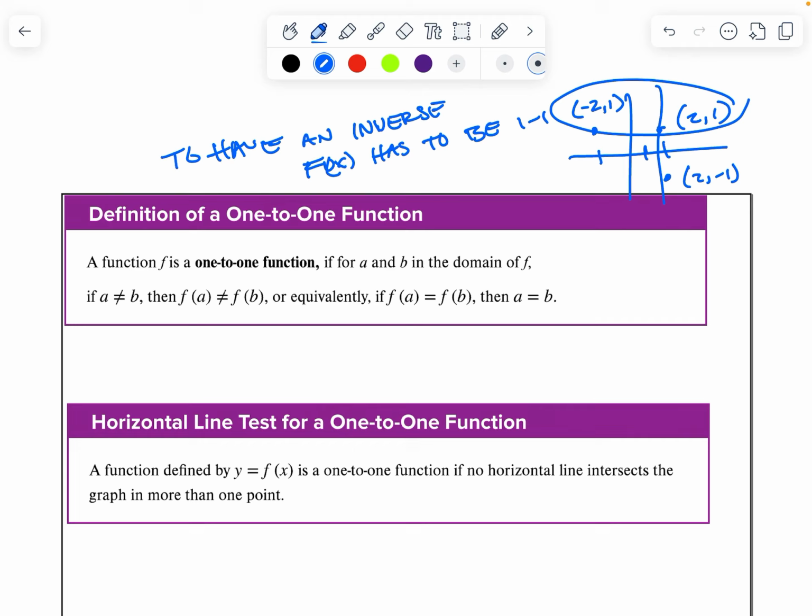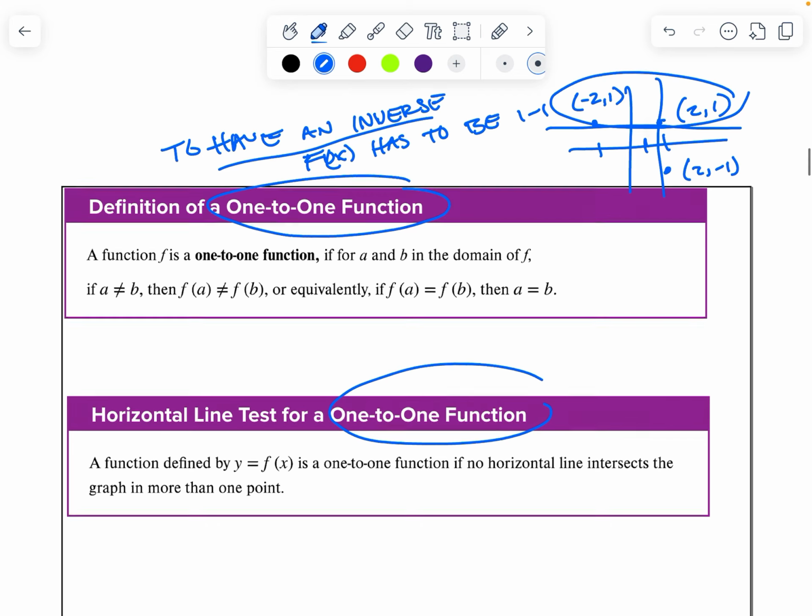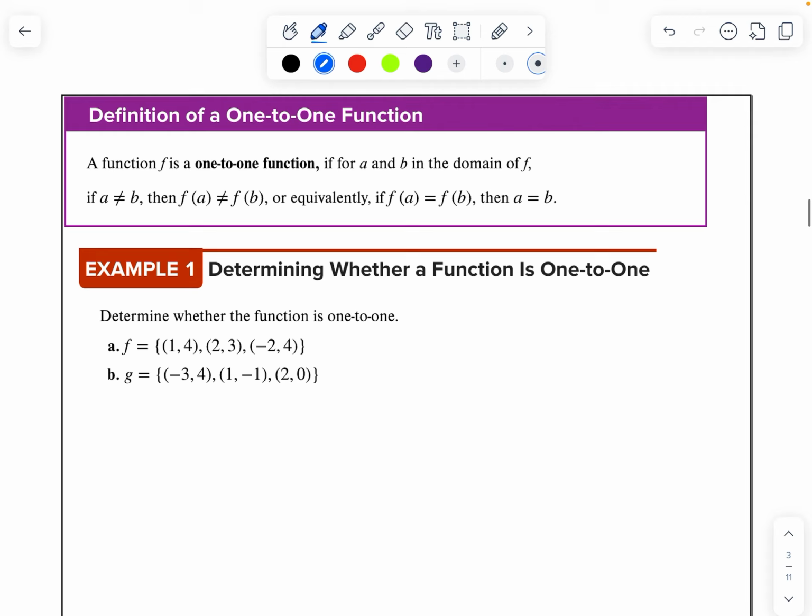And also we have this test called the horizontal line test to check and see if it's 1-to-1. These are things to check and see if they're 1-to-1. If they're 1-to-1, then we can find an inverse. If they're not 1-to-1, then we can't find a true inverse, but there is some wiggle room. There's some ways that we can work around that, and we'll see that by the end of this lesson as well. So let's check and see if these functions are 1-to-1.